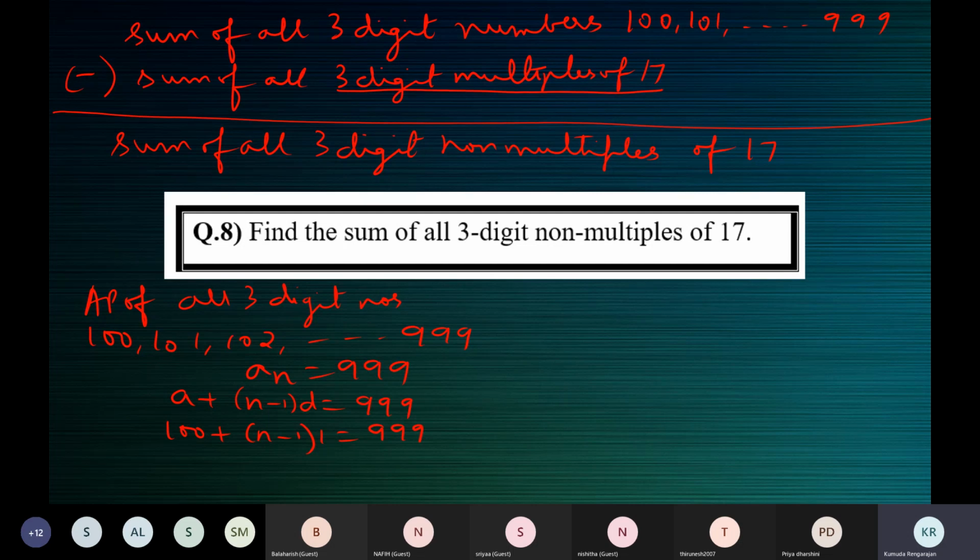To find the sum, we need to first find how many terms. We need to find the value of n, because sum to how many terms, Sn, you want to find. You should know how many terms are there in this AP, from 100 to 999. For that, you should go to the last number, 999, and check its position. When you work AN is equal to 999, you can get the value of n, which is 900.